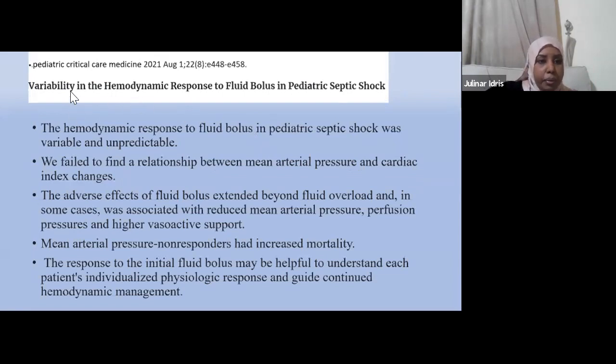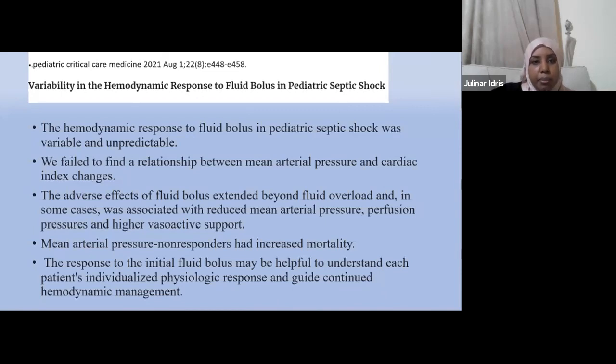This is also another review, which was published in Pediatric Critical Care Medicine in 2021 about variability in the hemodynamic response to fluid bolus in pediatric septic shock. They found the hemodynamic response to fluid was variable and unpredictable. They failed to find a relation between mean arterial pressure and cardiac index change. And the adverse effect of fluid bolus extends beyond fluid overload. In some cases, it was associated with reduced mean arterial pressure, perfusion pressure, and higher inotropic requirements. Mean arterial pressure non-responders also had increased mortality.